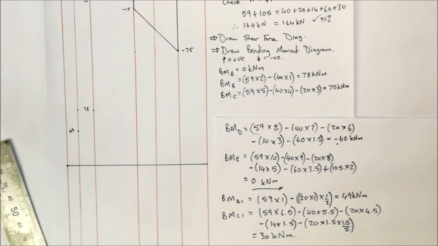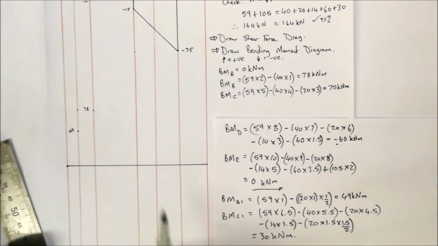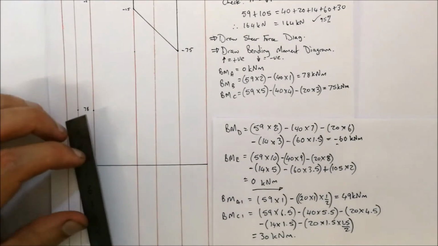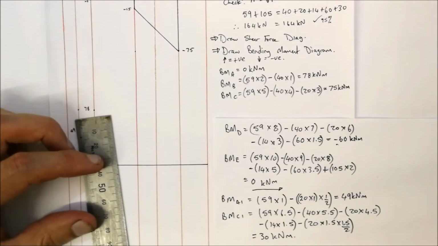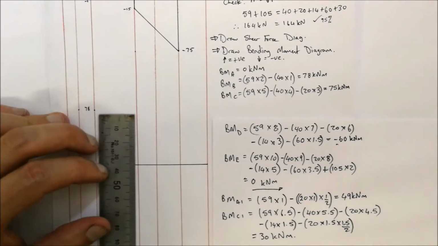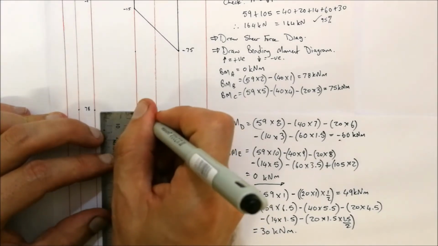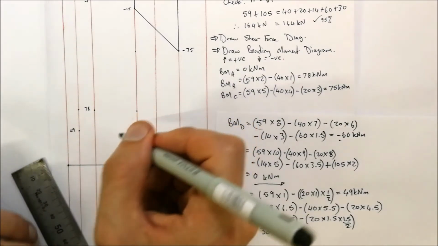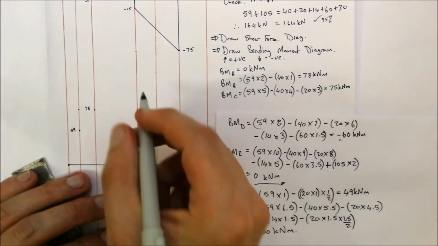Right. Now we're going across. Our next point is C, and C we've calculated to have a bending moment of 75 kilonewtons. So from the center line, or the 0 line, 75 kilonewton meters upwards, and if we half that, that's 37.5 millimeters. So that is over there. Okay, so that is equal to the bending moment at C, which is 75.